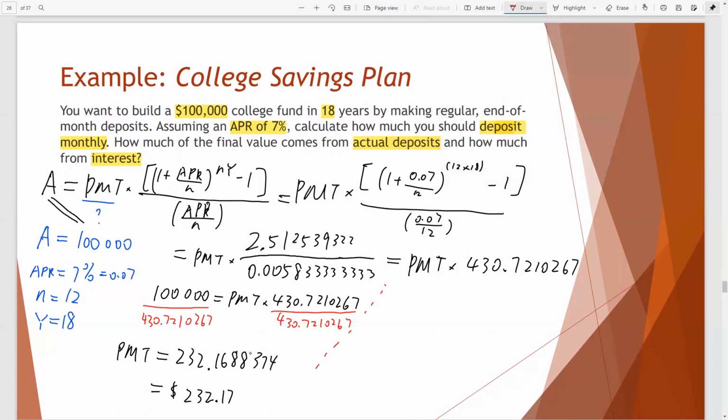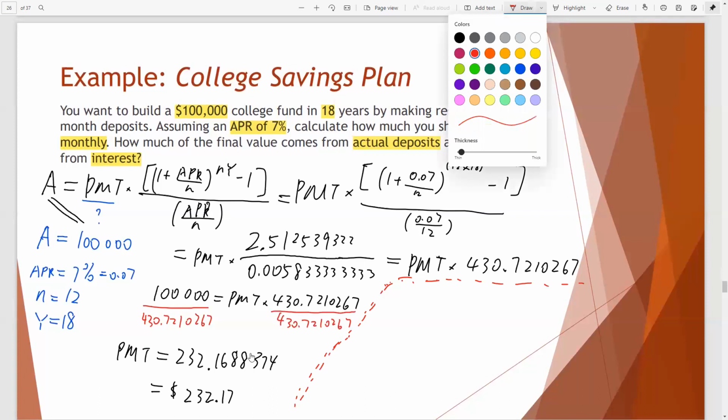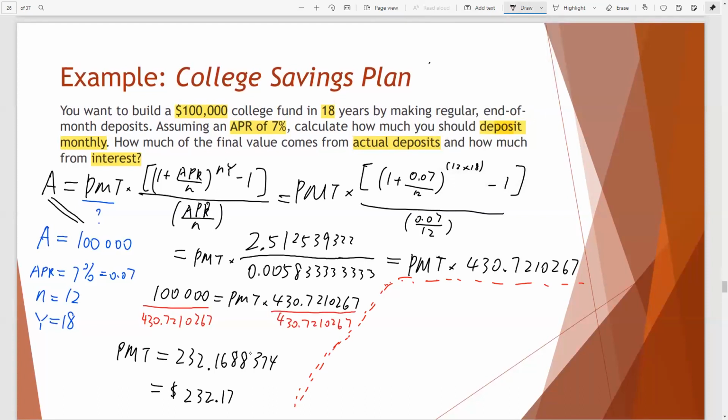Right, so that is the final step of the payment calculation, right? But the question is not done, right? It asks other things, right? Actual deposit and total interest, right? Deposit monthly, that's 232.17. Actual deposit, that is what?